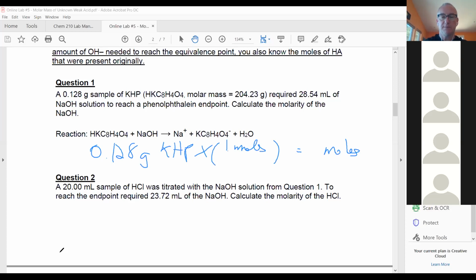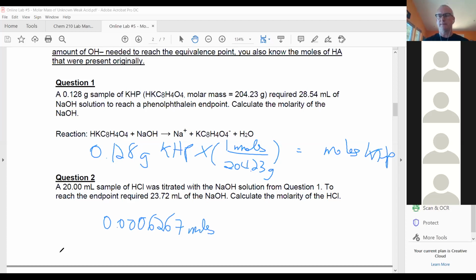Oh man, you guys are getting this big time, converting moles from grams like a boss. Okay, so how many moles is that, KHP? 0.000627 moles. And remember, I can use as many digits as I want here. Don't round too early. I could use 18 significant digits if I want. I don't have 18 significant digits, but I can use as many digits as I want until I get to the end. So that's how many moles of KHP I have.